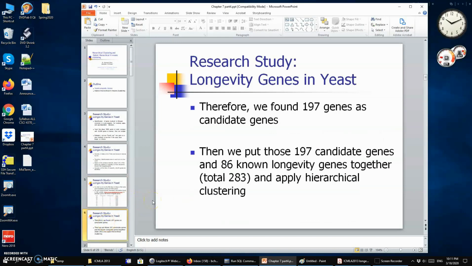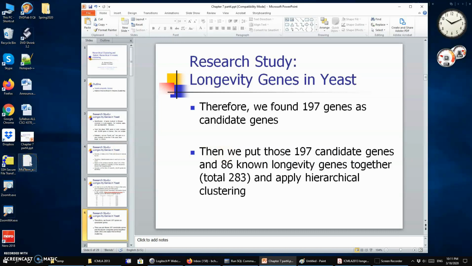Because of that, we use what we call a z-score concept to filter out only the 5% of the genes that we are highly interested in. And therefore, we pick up 197 genes. What we're going to do next is put these 197 genes together with the 86 known longevity genes. Then, based on their microarray data set, we apply hierarchical clustering.